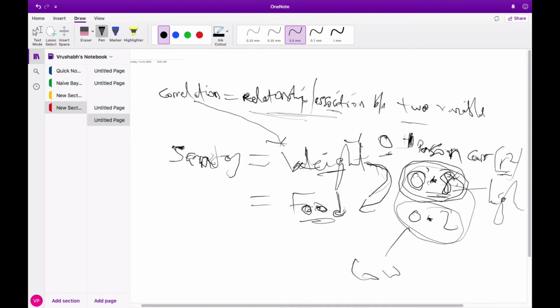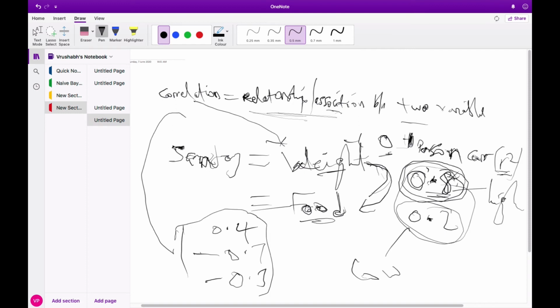So it could be negative, it could be positive. These items could be negatively related or correlated. So it could be negative 0.7, or maybe negative 0.3, or maybe positive 0.4, something like that. So that's what correlation will help us to do, to give us this kind of correlated figures.